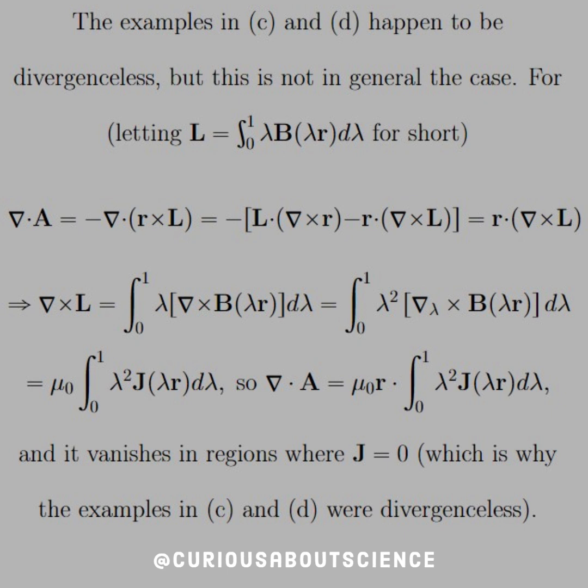For if we let L equal the integral from 0 to 1 of lambda times the magnetic field, that is, of lambda r d lambda, for short. We plug that in and we see that the divergence of A is equal to negative del dot r cross L. Okay, and then we can apply the product rule there. And we see that, again, we know that del cross r is 0 because the derivatives cancel. So we're left with a negative negative, so we get a positive, r dotted with the curl of L.